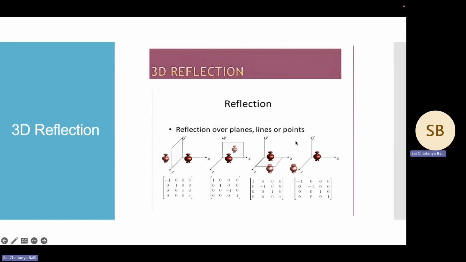Over here, this is a good example for 3D reflection. We have an object in the ZX plane. Since it is in the ZX plane, it has to reflect inverse to its 180 degrees, which would be the ZY plane. Based upon the reflection side, we need to reflect. So this is how the reflection is performed.